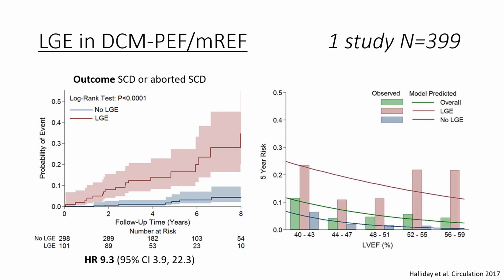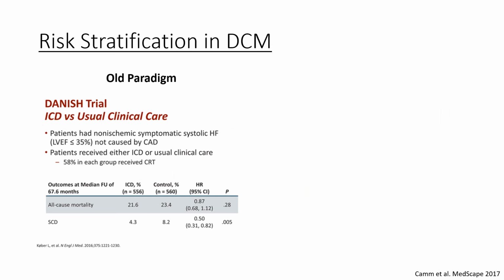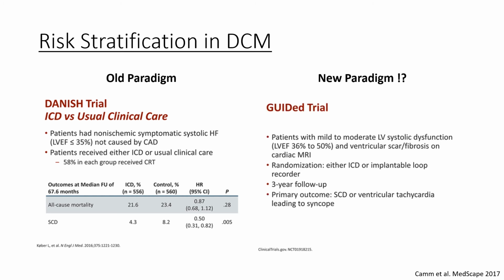And this is really leading us to a paradigm shift where in the past we've used ejection fraction as the sole cutoff to inform risk stratification for sudden cardiac death and defibrillator placement. And as seen in the Danish trial, this turns out not to be the most discriminatory approach, because if we use this approach, we actually don't really achieve much of a mortality benefit at all with our defibrillators.